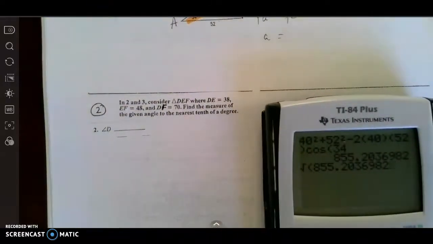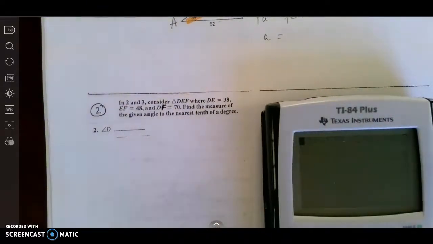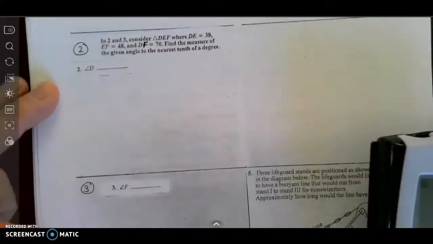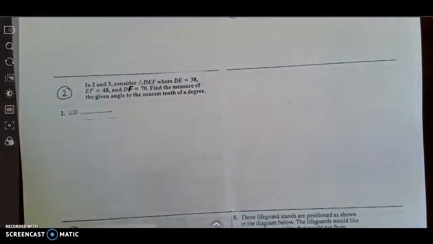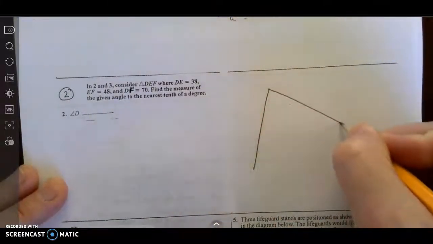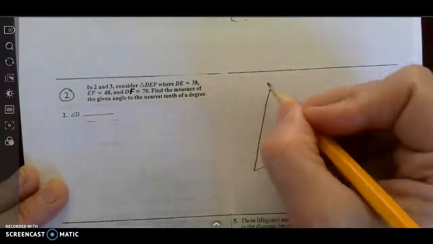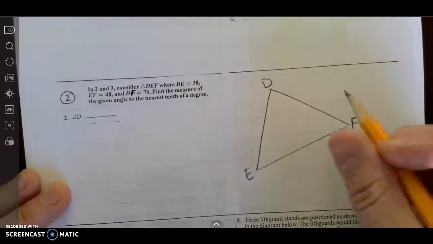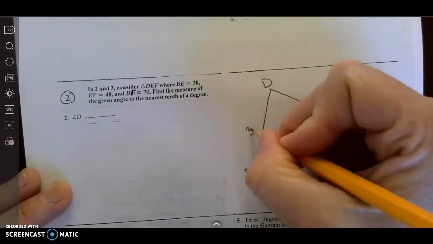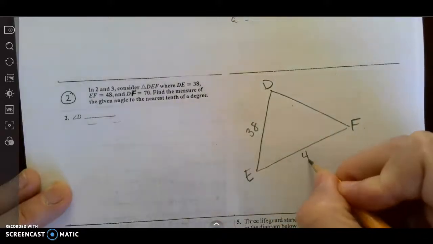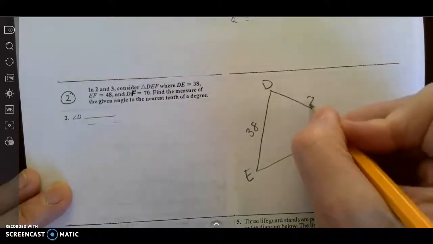Alright, number 2. It says in 2 and 3, so this is going to be for both numbers 2 and the one below it in 3. We have triangle DEF. Let me draw a picture of that. DEF, where side DE is 38, EF is 48, and DF is 70.